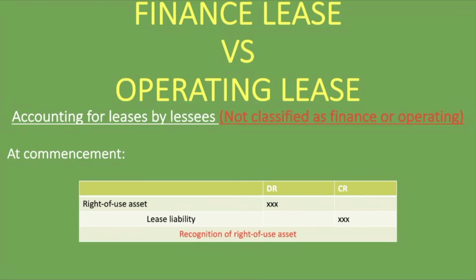So by debiting right of use asset, you're bringing it into your books and it will go into your statement of financial position, non-current asset, and you credit a lease liability because you have to be making these lease payments, okay? So you will credit that, all right? And the description here is recognition of right of use asset. All right, now after passing this journal entry at the commencement, what do you do thereafter?